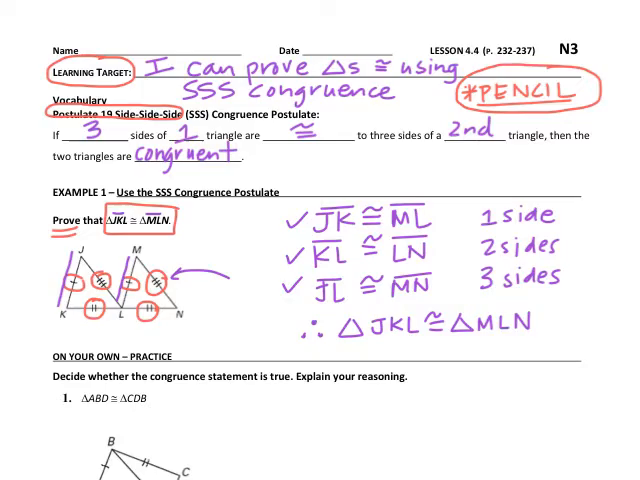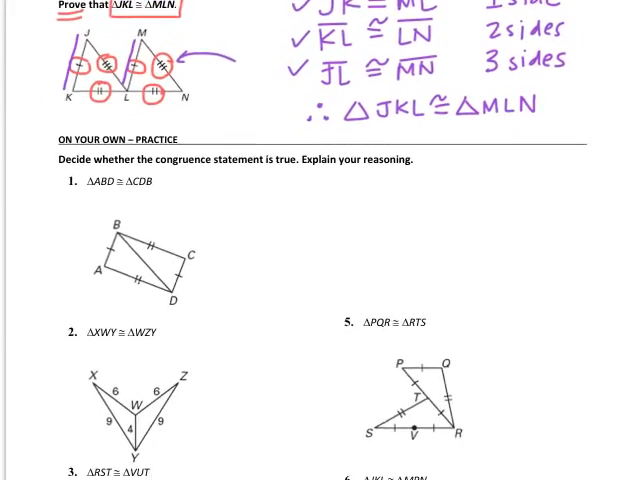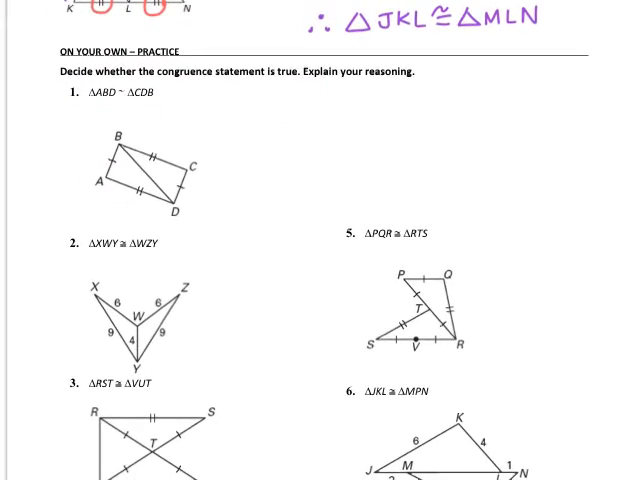There are 6 problems in the On Your Own practice section, and I'd like to do a few of them with you, and then you'll be required to do the others. It does say here that we want to decide whether the congruent statement is true and explain our reasoning. So in problem number 1, it says that triangle ABD is congruent to triangle CDB. And we have to decide if that's true.